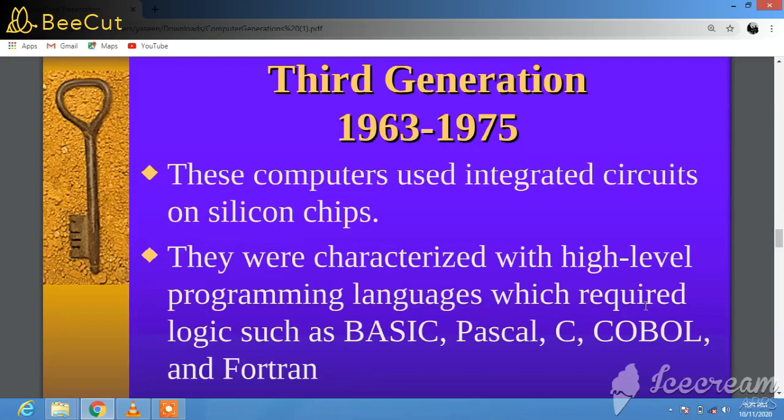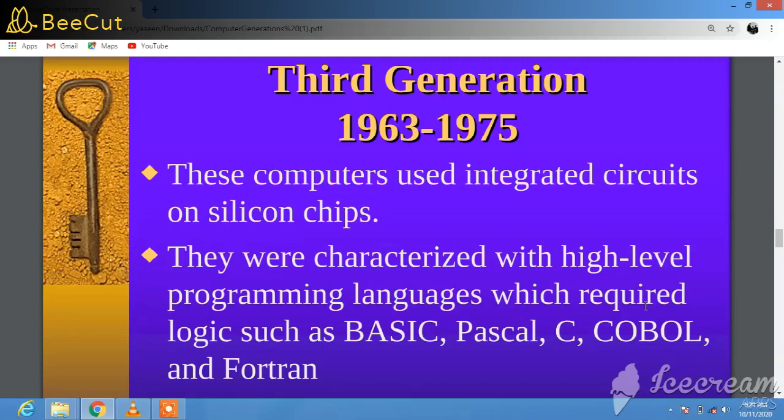And Fortran stands for Formula Translation. Fortran was developed by IBM in 1954. Fortran is the first high-level language. It is used for scientific purposes.